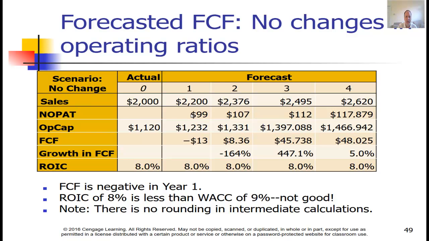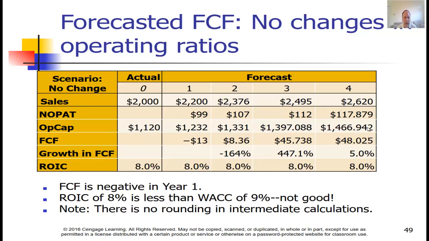So NOPAT here, we get from 0.045 times 2,200. Here it's 0.045 times 2,376. Here 0.045 times this, and here 0.045 times that.